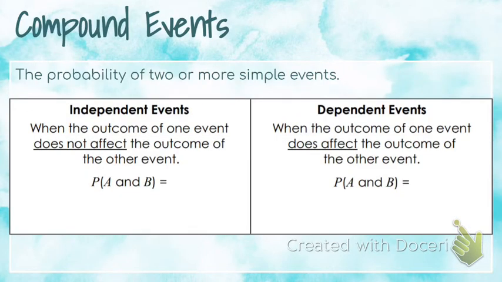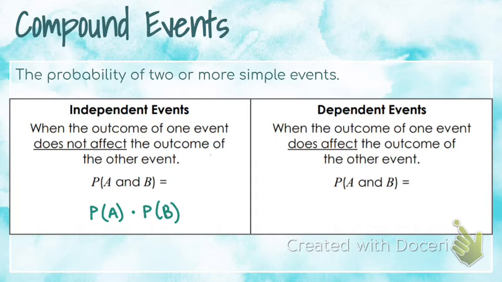Next, we're going to talk about compound events, and we're going to go ahead and fill in these formulas, and then we'll talk more about examples. So compound events are the probability of 2 or more simple events. So when we have independent events, so if you are an independent person, that means that what other people do does not affect you. So independent events do not affect the outcome of each other. The outcome of one event does not affect the outcome of the other. The formula for this is going to be probability of A times probability of B.